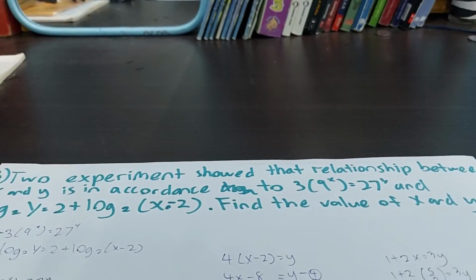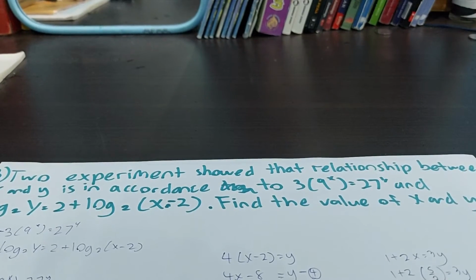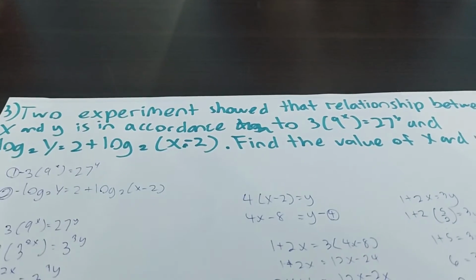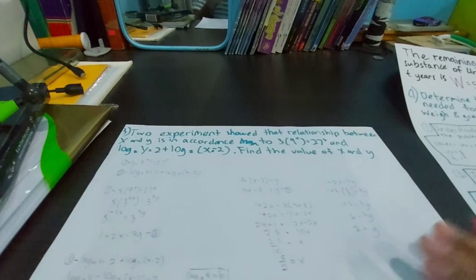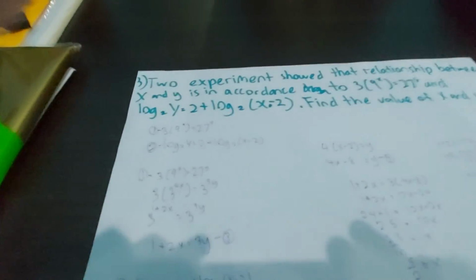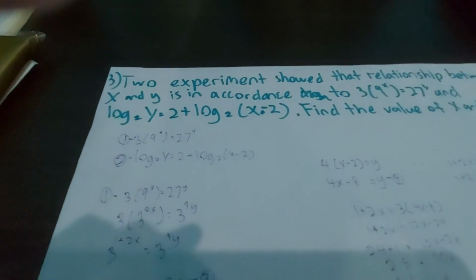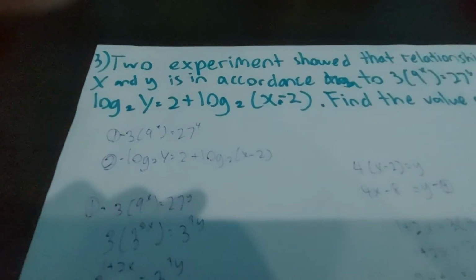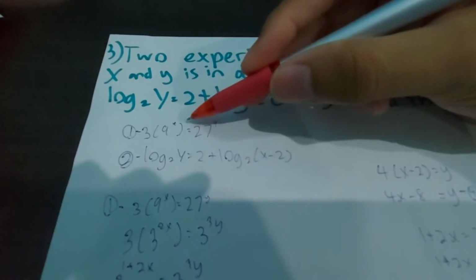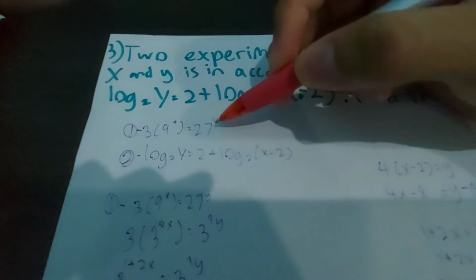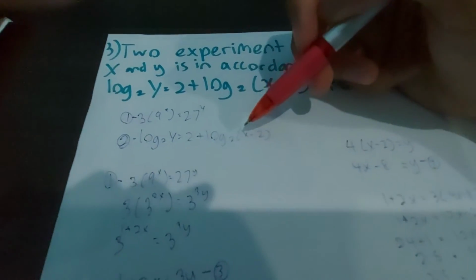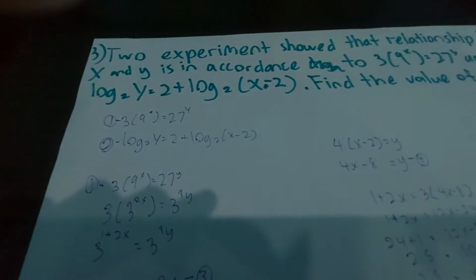Okay, so if you want to pause the question, you may. And I just want to discuss. Sorry for that. Okay, so now let's look at the question. Here we list the information given first, which is the first equation: 3 in bracket 9 to the power of x equal to 27 to the power of y, right? And then the second equation, log 2y equal to 2 plus log 2 in bracket x minus 2.